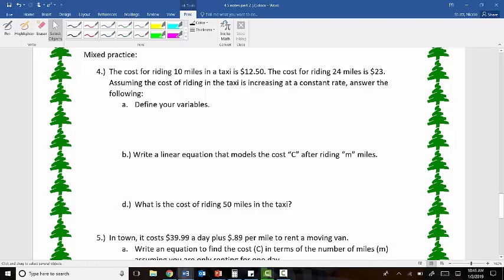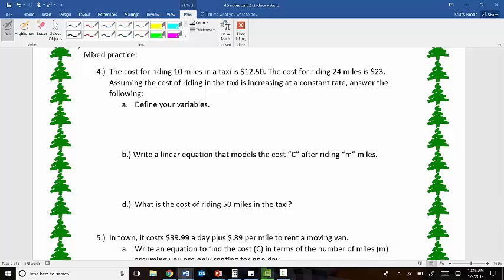This next example is going to be the last example just for this lesson video, and then we'll finish the last problems in the next video. So this does not say what case it is, so we're going to read it and try to figure it out. The cost for riding 10 miles in a taxi is $12.50. The cost for riding 24 miles is $23.